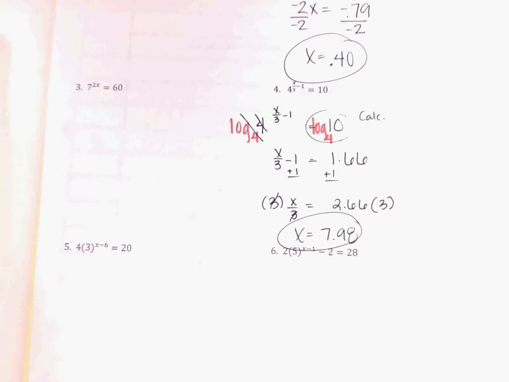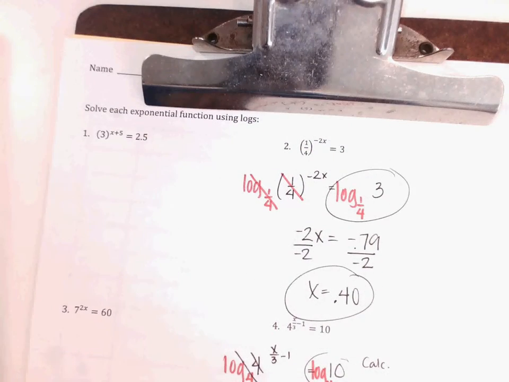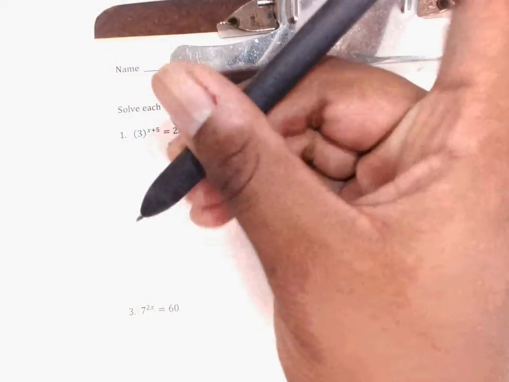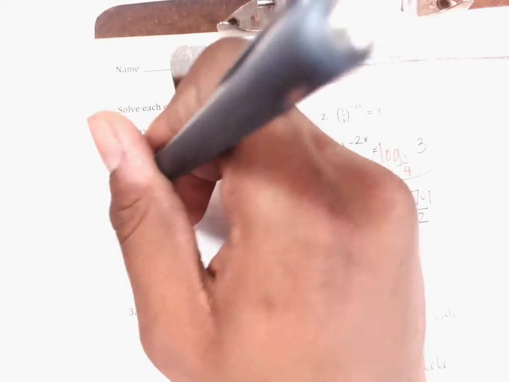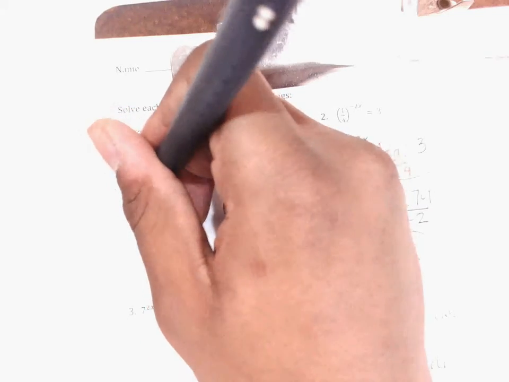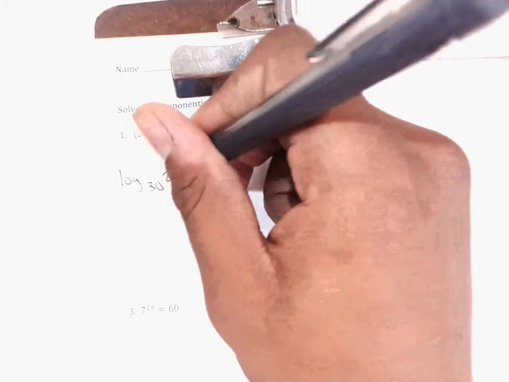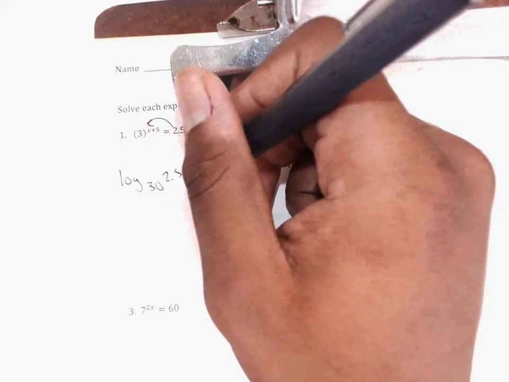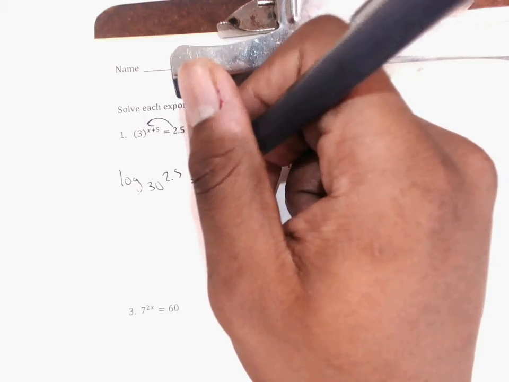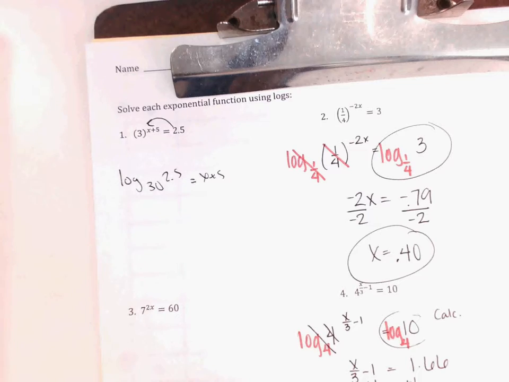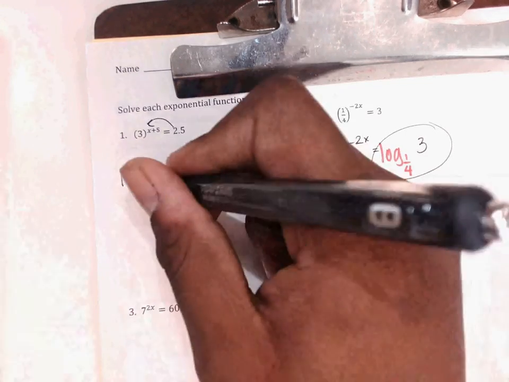Oh yeah, I know how to do this. Right. So log base 3 of x plus 5 equals 2.5, right? I'll take the log of 3. This goes here. Log 3 of 2.5 equals x plus 5. Is it log 30? Oh, it's log 3, my bad.